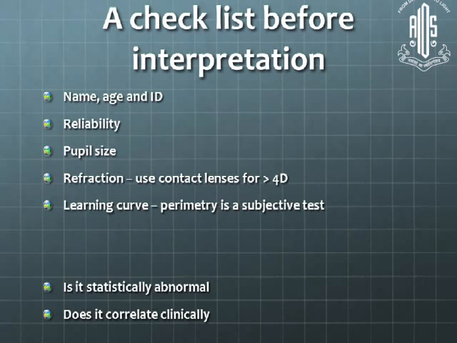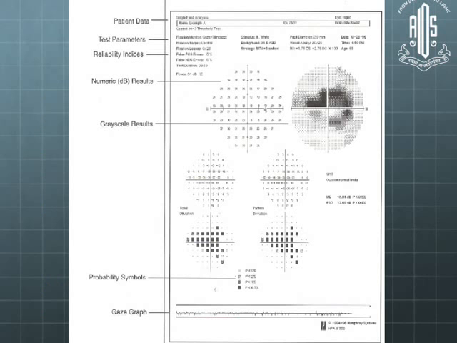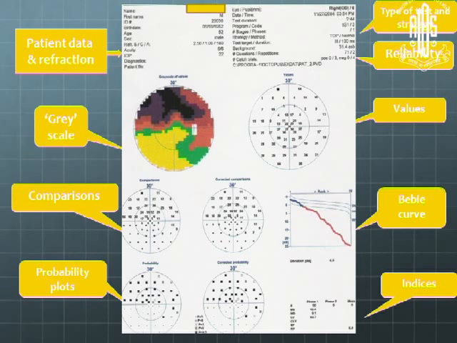A systematic interpretation would definitely help. Obviously I can't go through a systematic interpretation now. Of course you need to look at the patient data, the patient's age and other ID, and make sure the test is reliable: adequate fixation, fixation losses, false positives, false negatives, and so on. This is the Humphrey printout. The Octopus has something similar. In this you have the false positives, false negatives, and also the patient data, and all the other data has to be checked before you start interpretation.